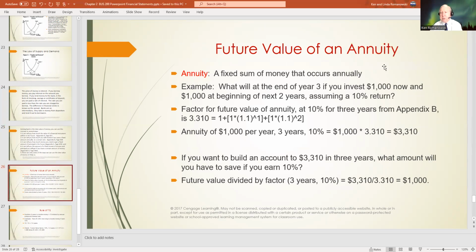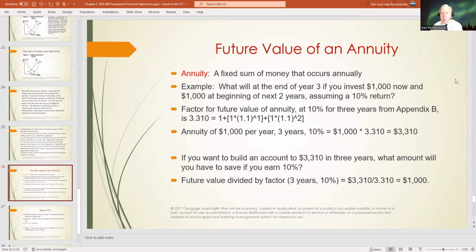Okay, so here's another concept for you to understand too. And again, we'll go more over this later. The future value of an annuity. An annuity is a fixed sum of money that occurs annually. Now, there are ways of breaking it down on a monthly basis. That's beyond the scope of what we're trying to do right now. But just think in terms of it's a fixed sum of money that comes to you or is paid out from you on an annual basis.